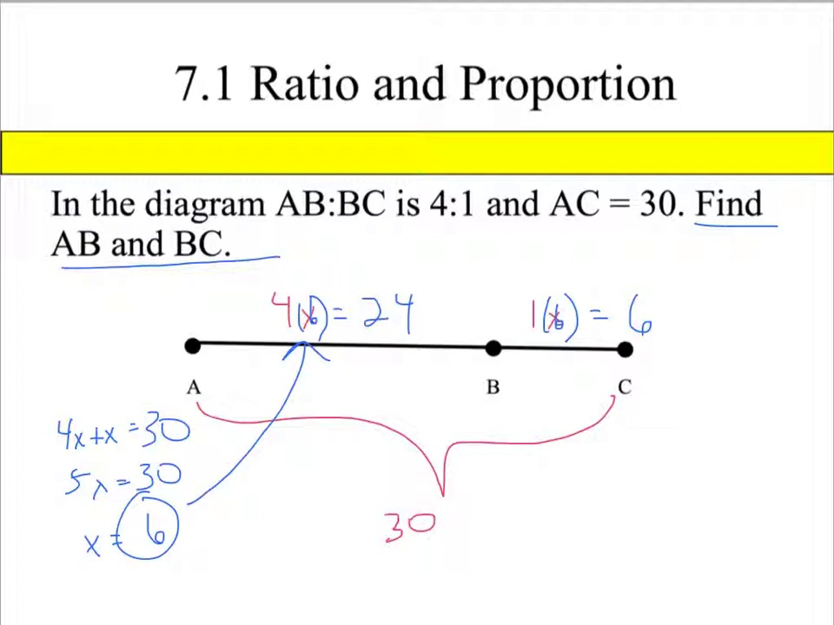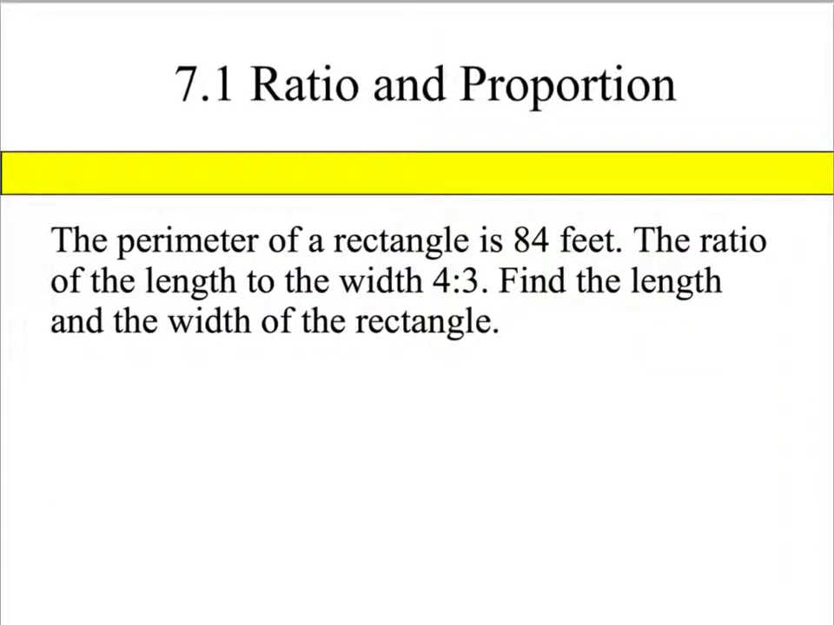All right. Awesome. I want you to try this next one. It says the perimeter of a rectangle is 84 feet. It gives you the ratio. Find the length and the width of the rectangle. Pause now. Give this one a shot. All right. So we know what the overall measurement is, and we know the length and the width ratio.